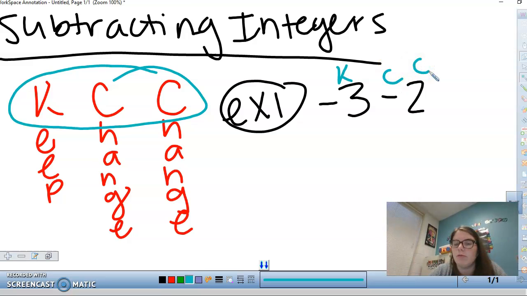KCC. We're going to keep the first number the same, so the first number is going to stay at -3. We're going to change subtraction to addition. Then we're going to change the sign of the next number. The next number right now is a +2, so we're going to change it to be a -2.